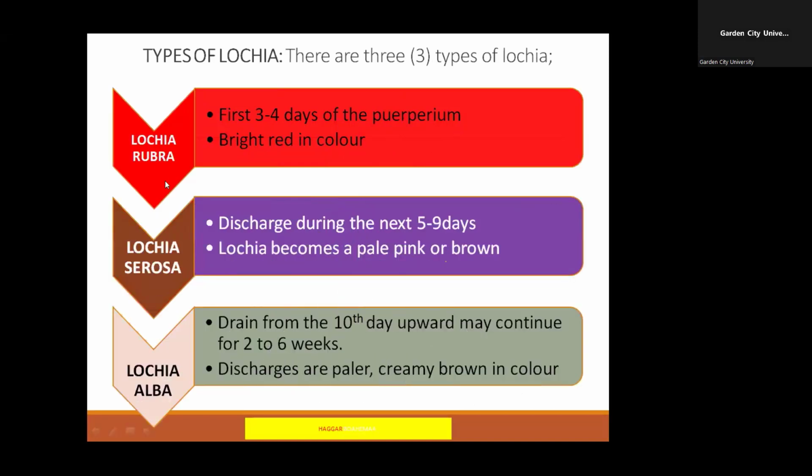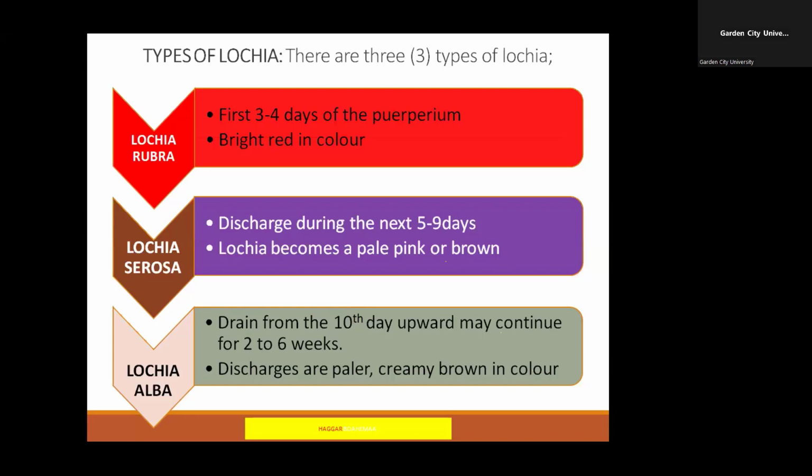Then we have 3 types of lochia. We have the lochia rubra. I've used the color red, because we said it is red in color. And it is the first thing that the client will see within the first 3 to 4 days after delivery. In the first 3 to 4 days, the client will have the lochia rubra. That is the discharge that will be coming out, and we said it is bright red in color.